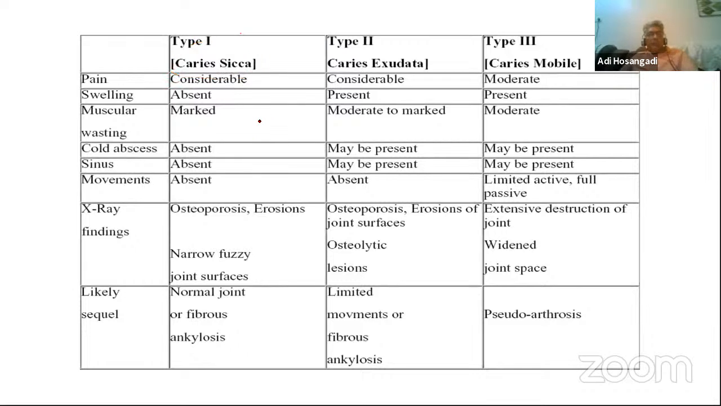Of course, there are certain things which I will highlight. Swelling will not be there because there is no effusion. Wasting will be there in any type of tuberculosis. Cold abscess cannot be there. There is no secretion. Sinus formation is definitely not there because there is no pus formation, which is not let out. Movements are absent in all types of tuberculosis.